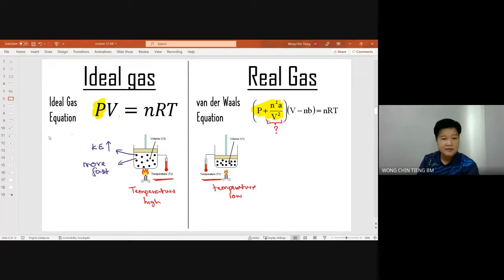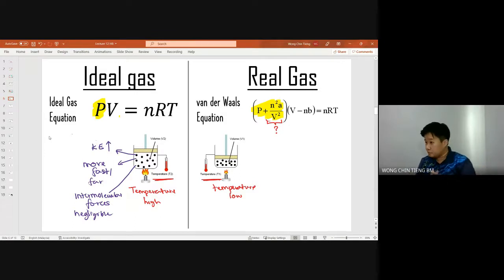Okay, extremely fast and far. Sebab saya kuat, saya banyak tenaga, saya bergerak laju lah. Dan bila saya bergerak laju, what happened is intermolecular forces become negligible. Intermolecular forces become not significant, negligible. Okay, so dia akan jadi not significant kat sini. Setuju? Okay, dan bila intermolecular forces become not significant over here, the ideal gas pressure will be extremely high.